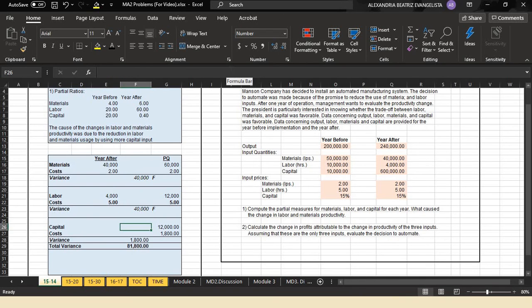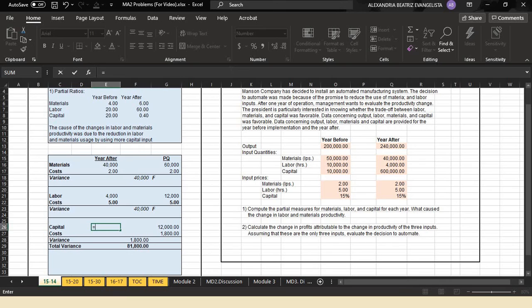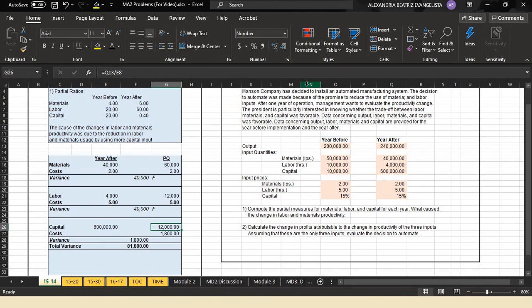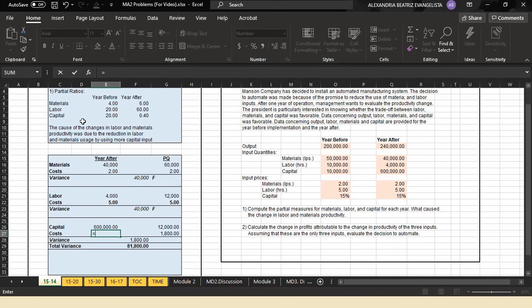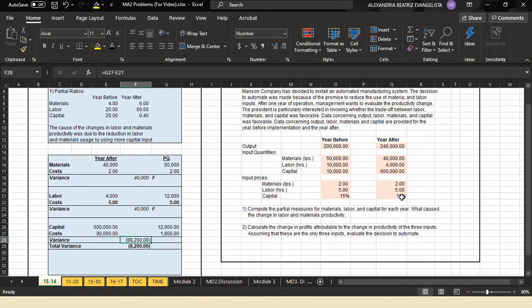And now let's proceed on to the last input, which is capital. So let us input the year after quantity, which is 600. And for the PQ, this is computed by again 240,000 divided by 20, which is the productivity ratio of capital in the year before. So that would give us 12. And for the cost, this is 600,000 multiplied by 15%, and that would give us 90,000.